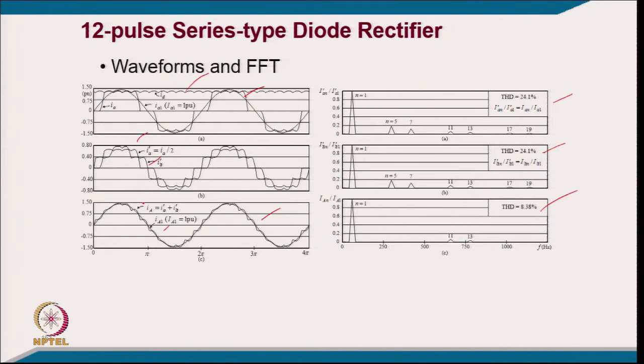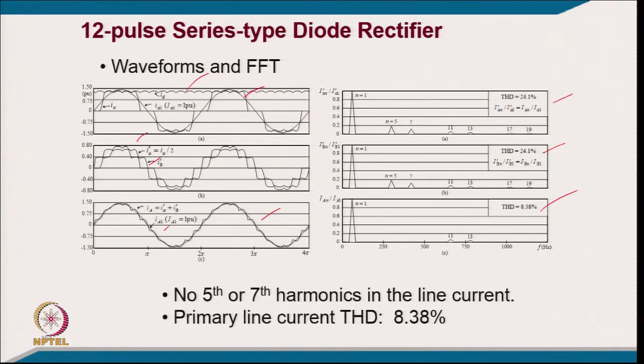So, because of your source impedance, in the sense the leakage inductance of the transformer, it really helps to improve the THD here. In place of 15% or 15.5%, it is just going to about half, 8.38%. So, that makes a big difference. You can say there are no fifth and seventh harmonics in the line current, and the primary line current THD is 8.38%.